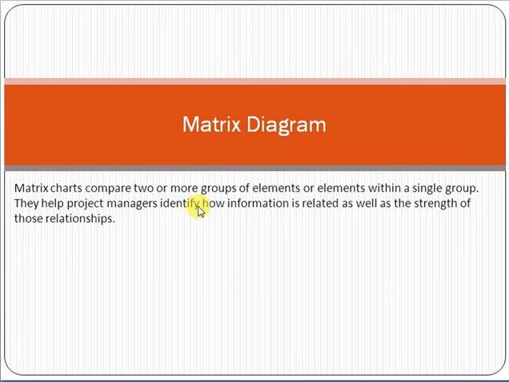Today we will discuss the topic matrix diagram. Friend, this is an important topic and we will see it with respect to project management. Mainly this topic pertains to the section of quality management of the PMP exam preparation guide. Whenever we talk about matrix diagram, this is a very important topic with respect to project management.